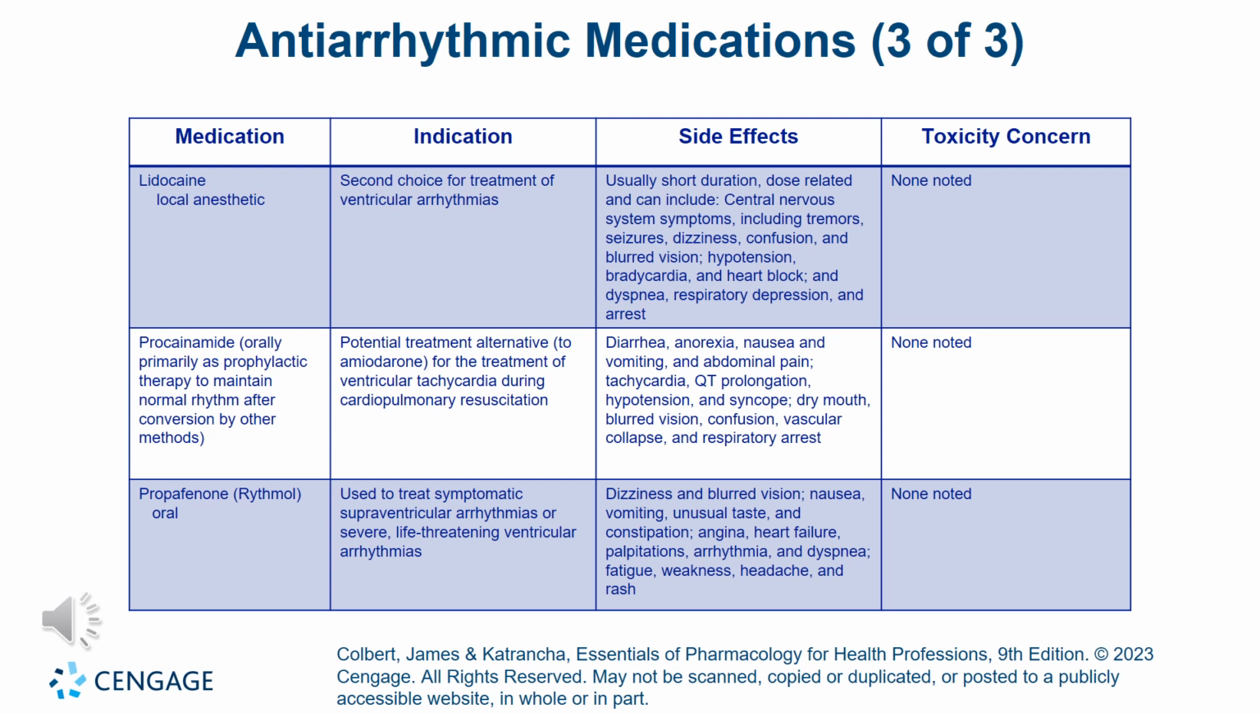Propafenone or Rythmol. This is oral. It's used to treat symptomatic supraventricular arrhythmias or severe life-threatening ventricular arrhythmias. Side effects include dizziness, blurred vision, nausea, vomiting, unusual taste, constipation, angina, heart failure, palpitations, arrhythmia, dyspnea, fatigue, weakness, headache, and rash. There are no toxicity concerns noted.